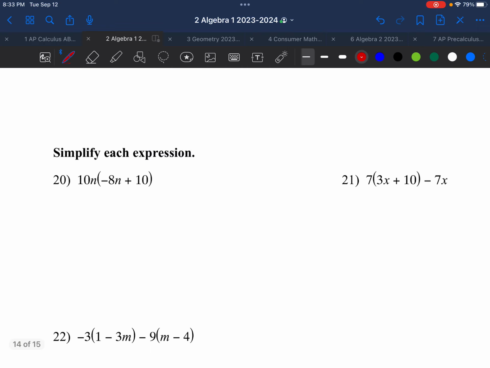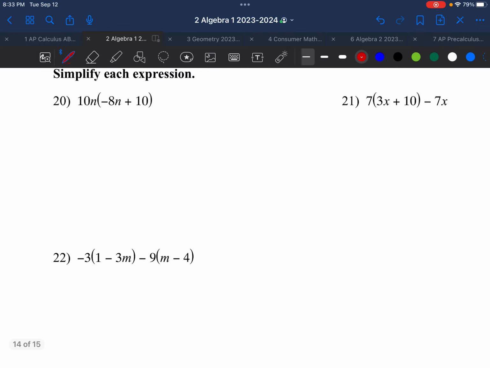All right, last 3 questions. Here we go. Simplify each expression. So remember that when we distribute, you distribute into each term. The terms are separated by the plus sign. So first I'm going to do 10n times negative 8n. First do the coefficients. The coefficients are that number out front of the variable. So 10 times negative 8 is negative 80.